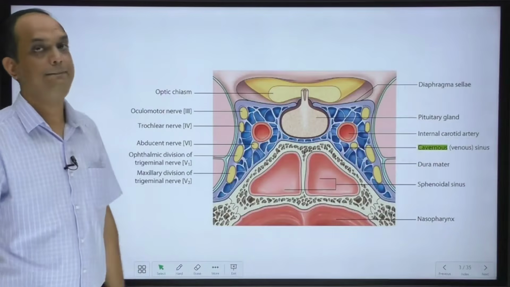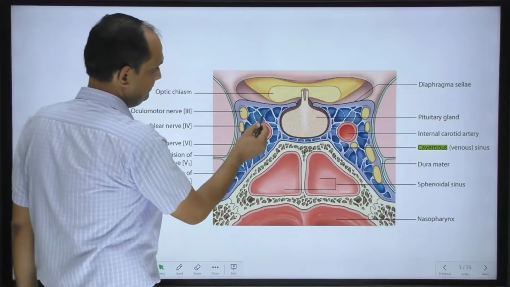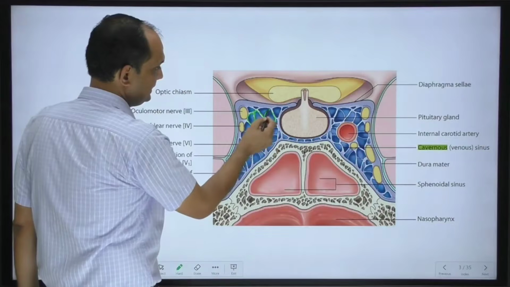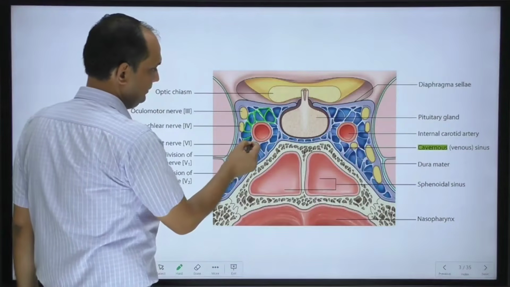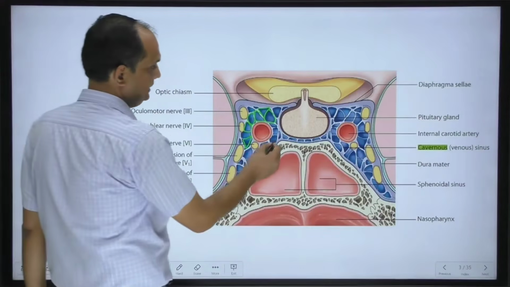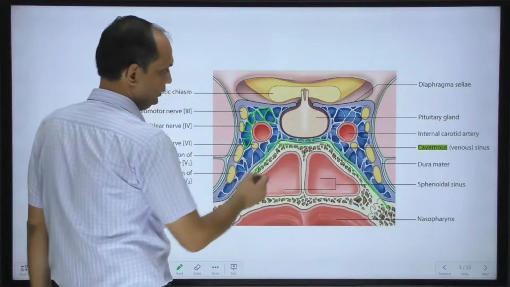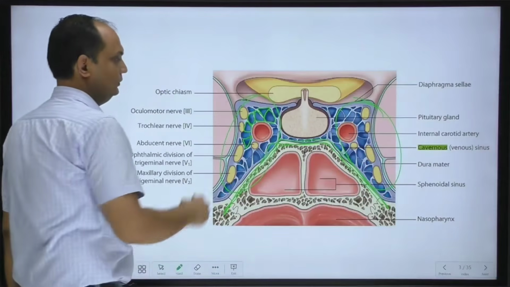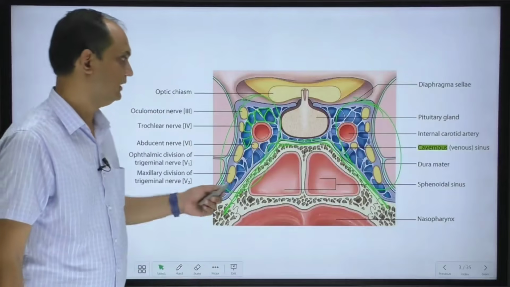Now when you see the appearance of this cavernous sinus, you can see that there are multiple small spaces, and these spaces resemble small caves, and that's why the word cavernous sinus came. Second thing is that you can see this is the sphenoid bone, the body of the sphenoid bone, and on both sides of the body of sphenoid bone you have the cavernous sinus in the middle cranial fossa.